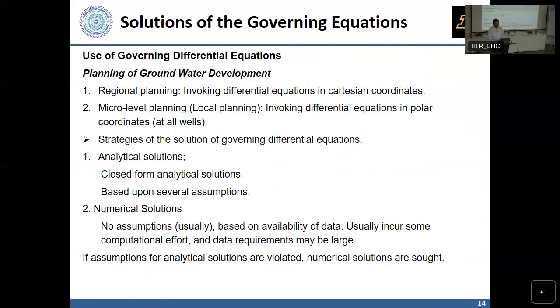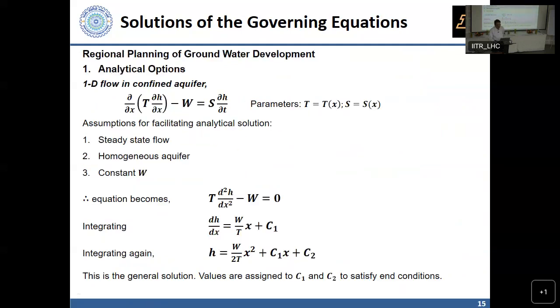So let's talk about some simple cases. Let's say we are talking about one-dimensional flow in a confined aquifer. Let's say x is my direction, so the y terms are not there, and I have this particular equation to work with. T is the transmissivity, which could be a function of x. S is the aquifer storativity, which could also be a function of x.